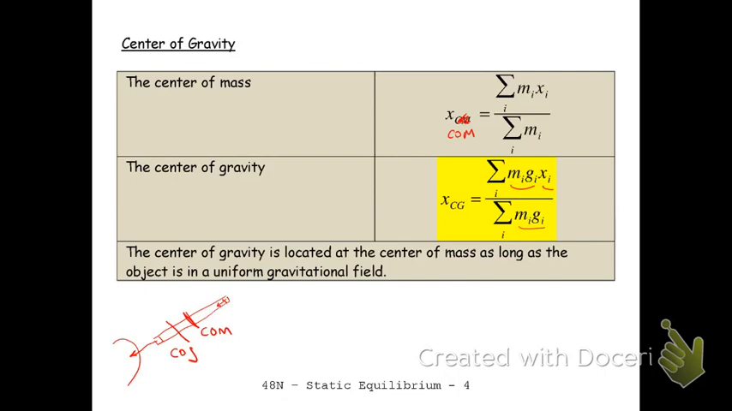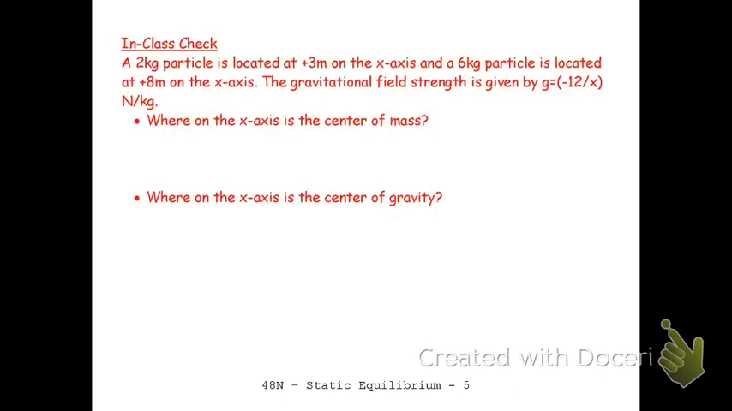Astronomers deal with this when they're talking about galaxies colliding and the like. But if you're building a bridge across a little stream, I don't think it matters. But we need to know about it. So we say the center of mass is that, and the center of gravity is that. And remember, they look similar, so we don't want to get them confused.